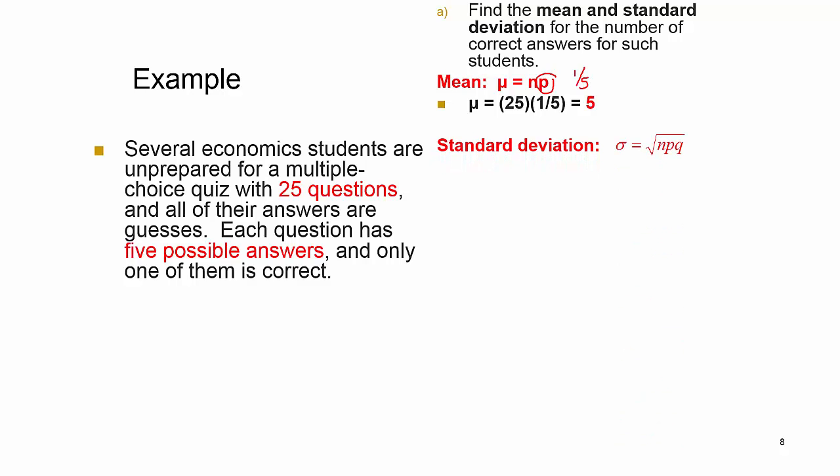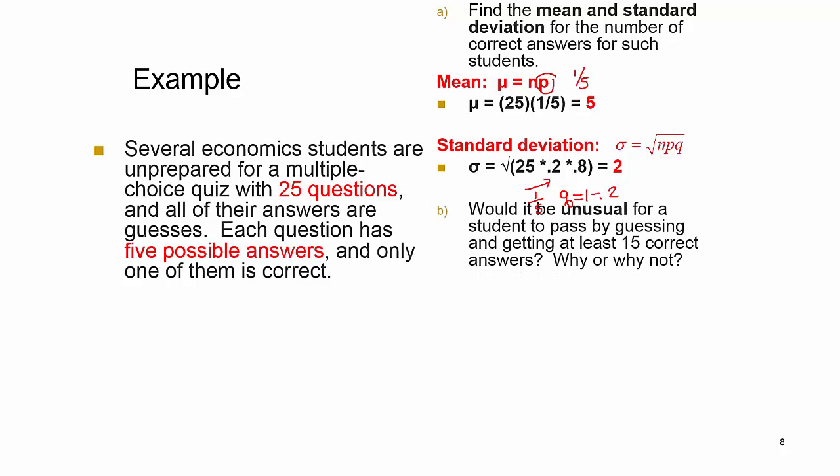So we would expect on average that you would guess 5 correct. Standard deviation is sigma equals the square root of n times p times q. So that's the square root of 25 times 0.2. 0.2 is 1 divided by 5. And then q is equal to 1 minus 0.2. So we get 0.8 or 4/5. So standard deviation is 2.